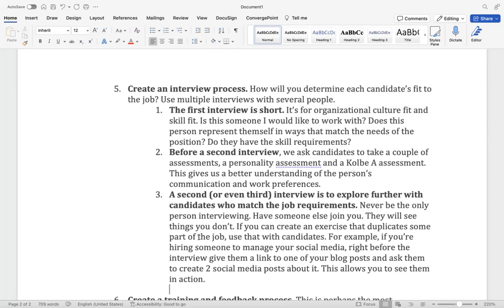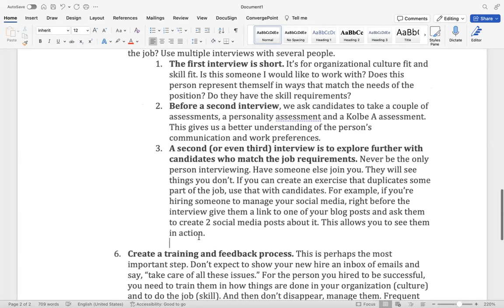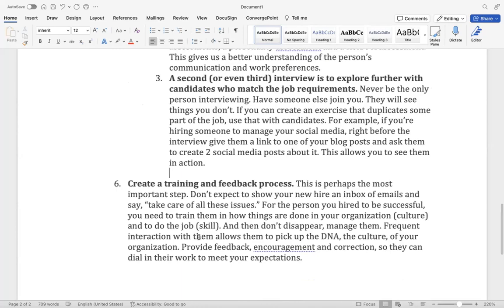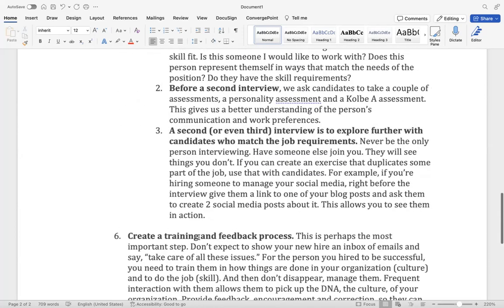The first interview is usually short. You're looking for a culture fit and a skill match. And you go on to second interviews, and one of the greatest things I think this document was talking about is having candidates show their work product. Can they actually deliver on what they say they can do?